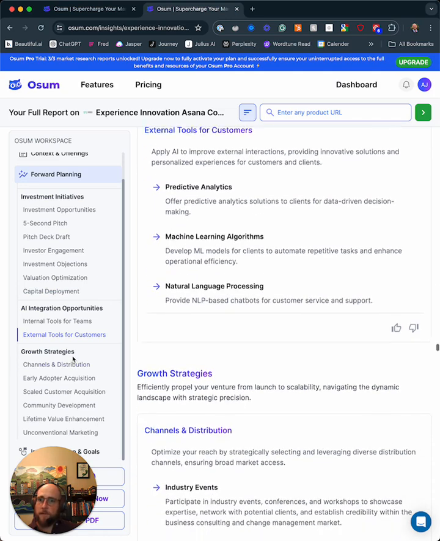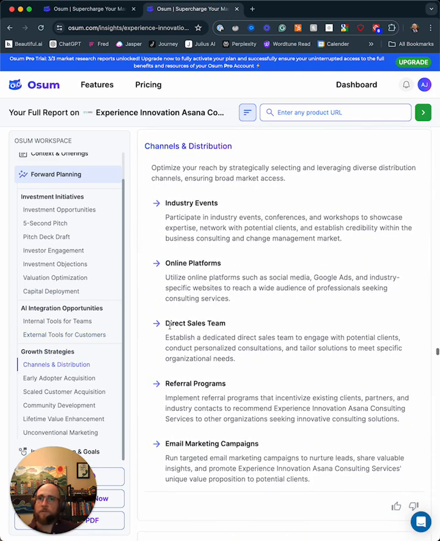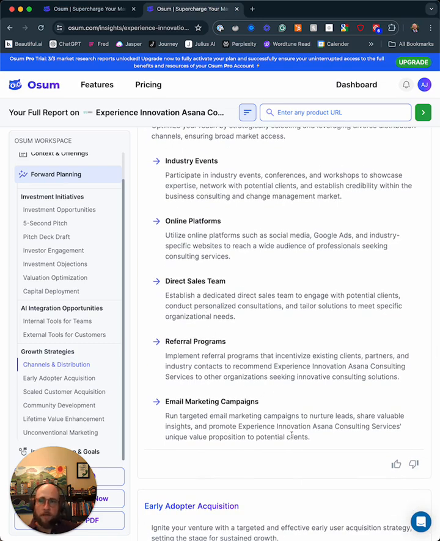Okay, so let's talk about the last section here, growth strategies. First we've got channels and distribution. None of this is actually, well, with the exception of industry events, anything that I would use. Well, I shouldn't say that. I've got online platforms or an online presence, but a direct sales team, absolutely not at our size. Referral programs, I shouldn't say that. We do use that. And email marketing, we currently don't run. It's just such a saturated effort. I don't know that it would be my top target in terms of how we start to drum up new business.